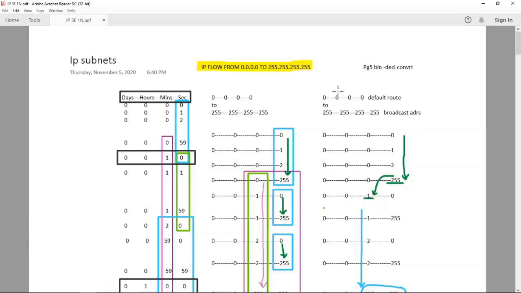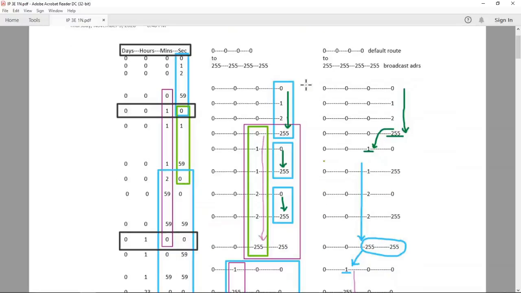So likewise, our IP addresses are going to flow from 0 to 255, like 0 to 59 for the seconds. Here, on all the columns of the IP address, the maximum you can fill is 255, okay? So 0, 1, 2 and up to 255. When it reaches 255 in the fourth octet, the third octet becomes 1 and the fourth octet becomes 0, right?